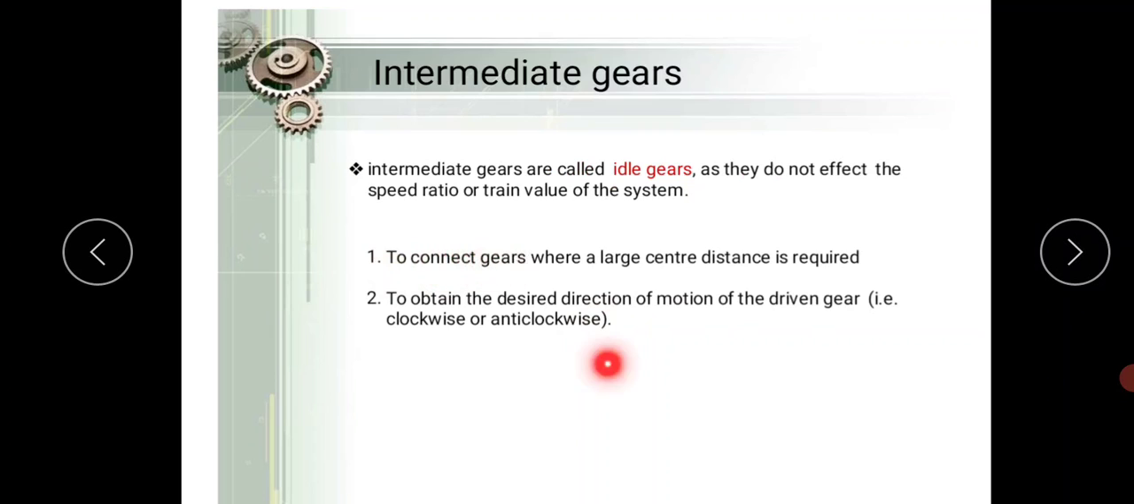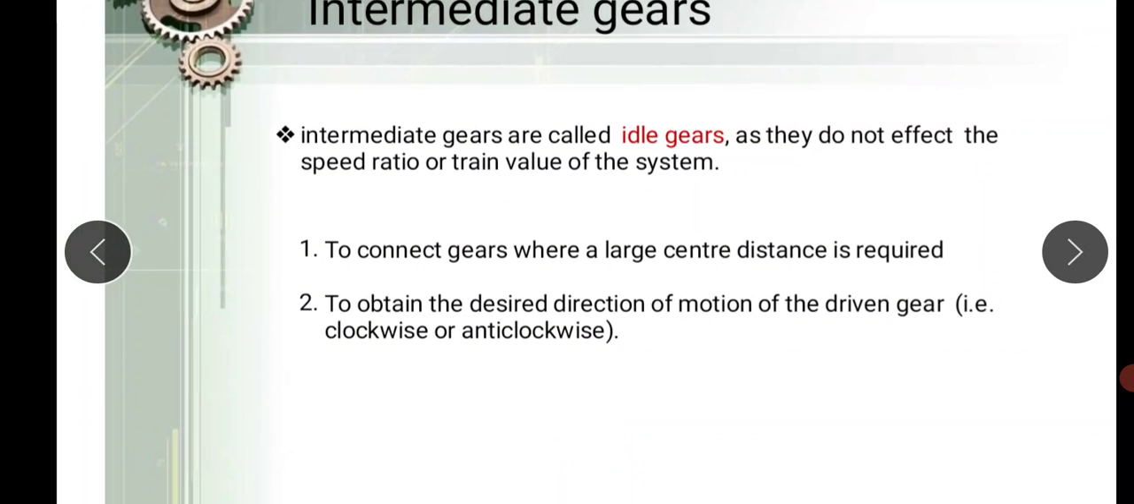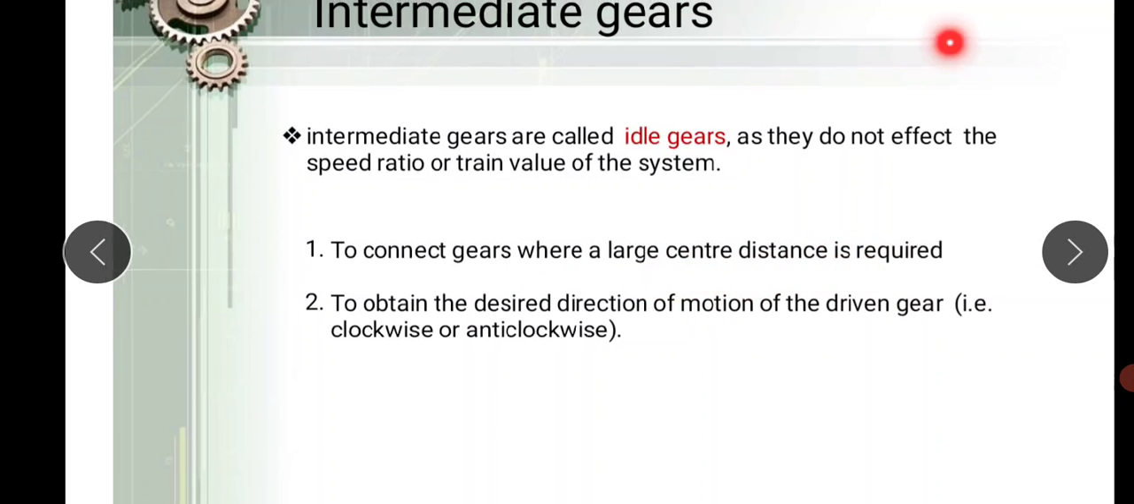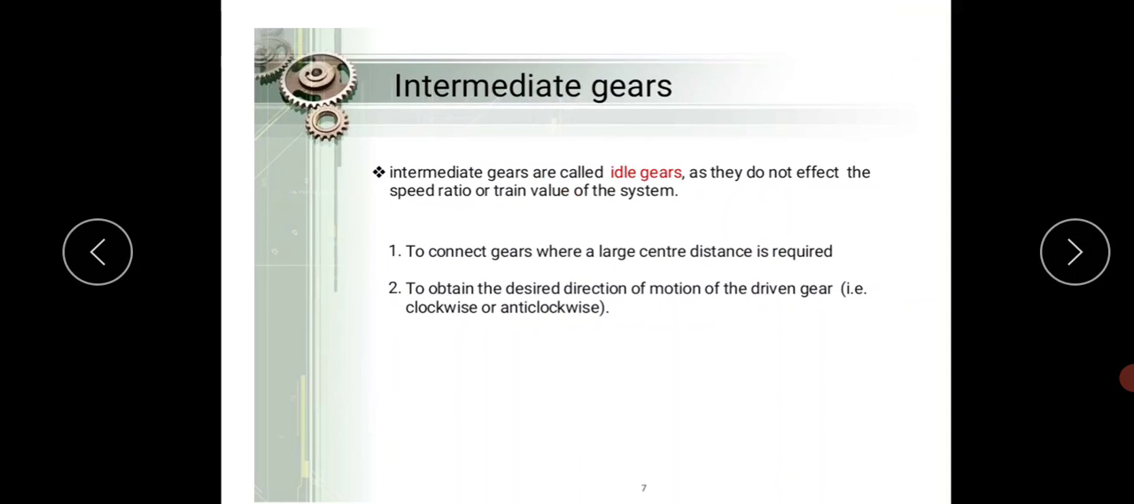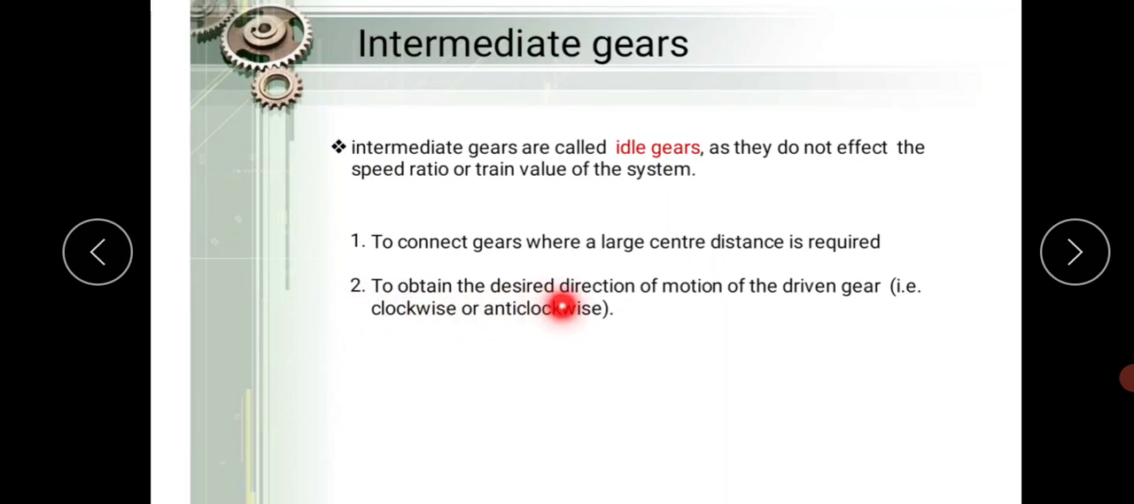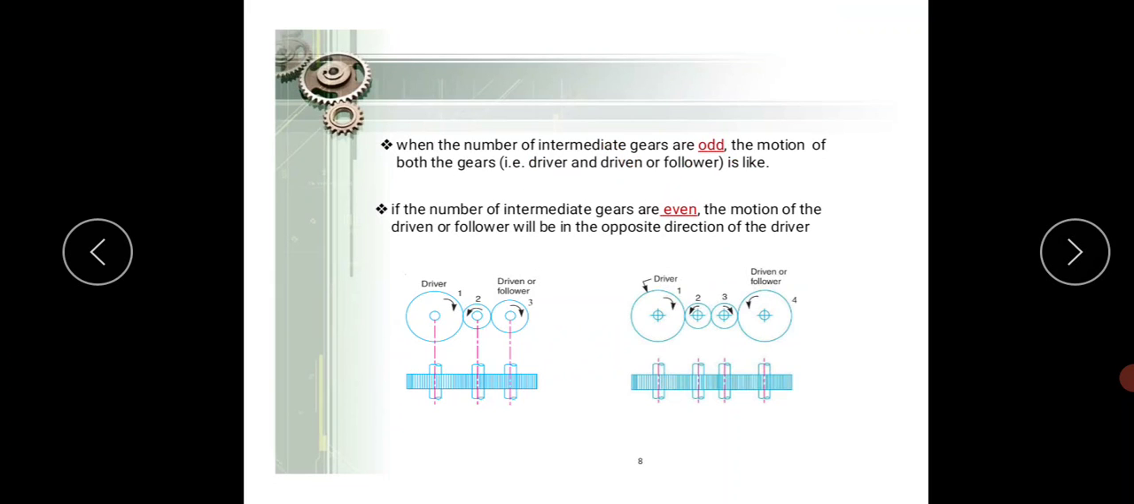First thing, to connect gears where a large center distance is required, the idler gear is needed. A large distance can be covered with the help of idler gears, and they help to obtain the desired direction of motion of the driven gear, whether clockwise or anti-clockwise. Okay, next, go to the next slide.